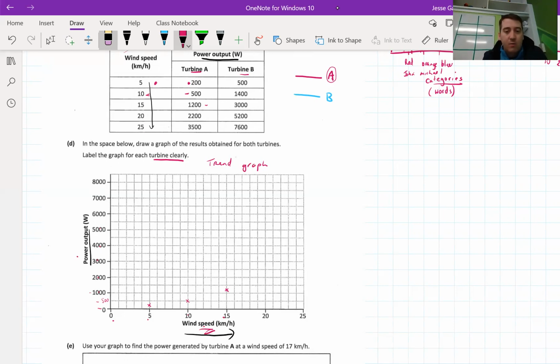All right, so you should only be playing if you finished off this chart. So here, when the wind speed was 20, the turbine was giving 2,200. So 2,200, just a little bit above 200, just there. And then at 25, it was 3,500. So it's jumped up now. It's there. And then what we're going to do is draw a line of best fit. So a smooth curve through the points. Don't use a ruler. A smooth curve.